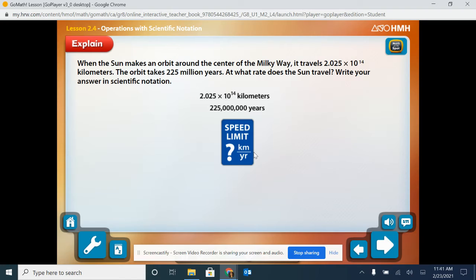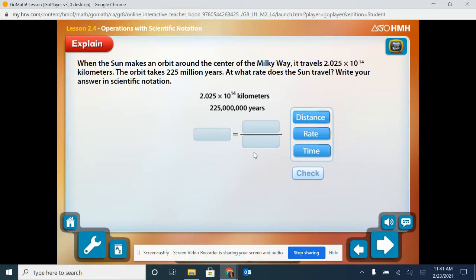Understand what the question is asking by analyzing the information you are given. You're trying to find the number of kilometers that the Sun travels around the Milky Way per year if it travels 2 and 25 thousandths times 10 to the 14th power kilometers. The orbit takes 225 million years. This is the rate that the Sun travels. You can think of its rate as its speed. Use the information you have to formulate a plan.